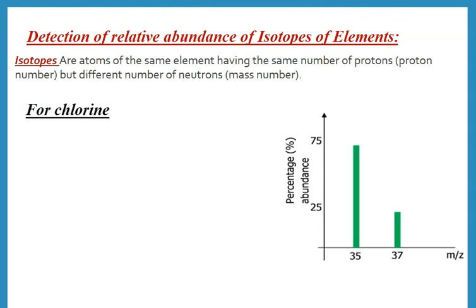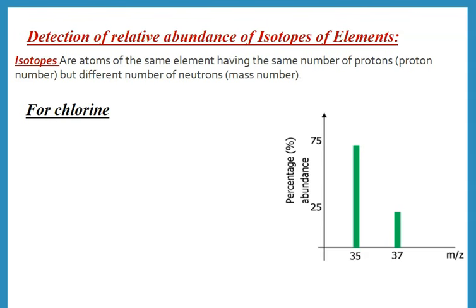Okay. That was talking about the analysis of compounds. What if I'm using my mass spectrometer to analyze an element? In that case, I'm trying to detect the relative abundances of isotopes. You remember what is meant by isotopes? If you remember from O-level, isotopes are atoms of the same element having the same number of protons but different number of neutrons. That was the definition of isotopes in O-level. Okay, what does that mean?